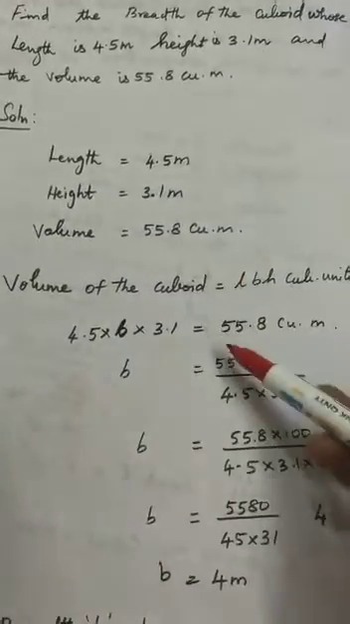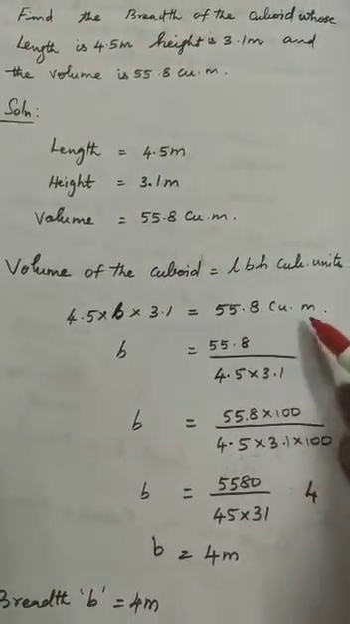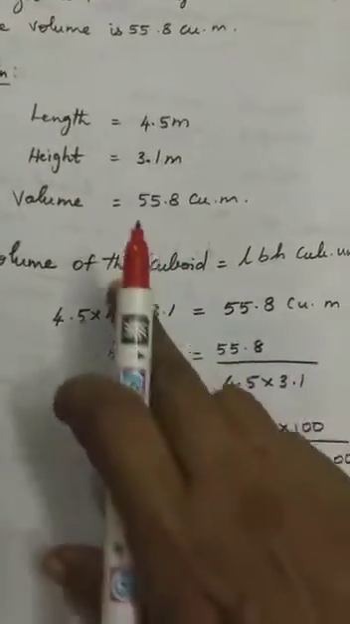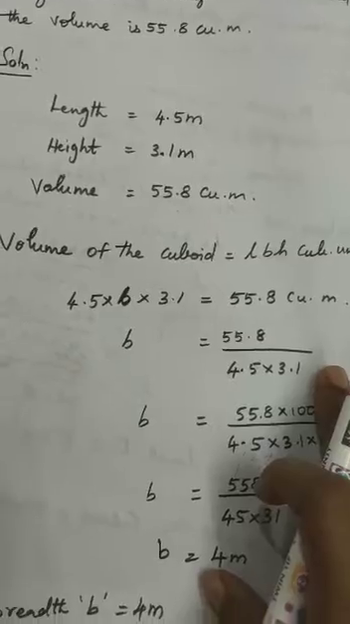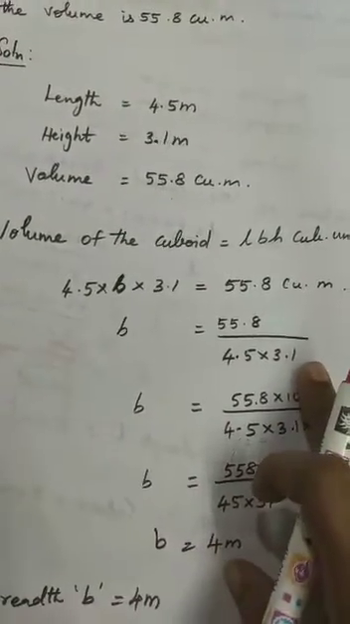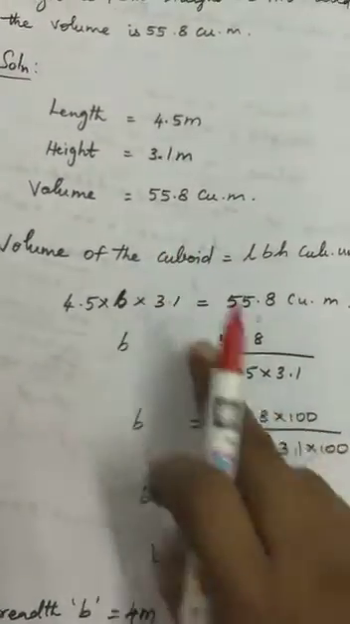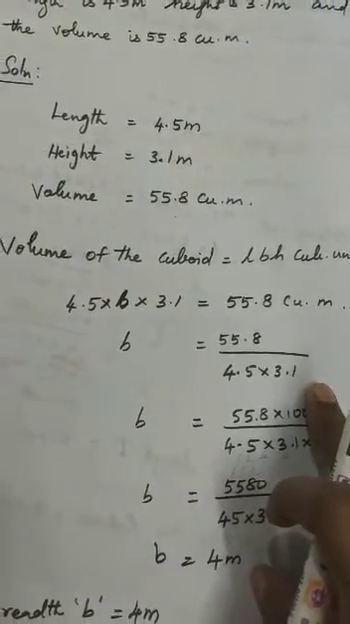Then the volume is 55.8 cubic meter. Now keep B here itself. You bring the other two numbers to that side. Then it will come to the denominator. It is in the numerator, isn't it? It will come to the denominator.